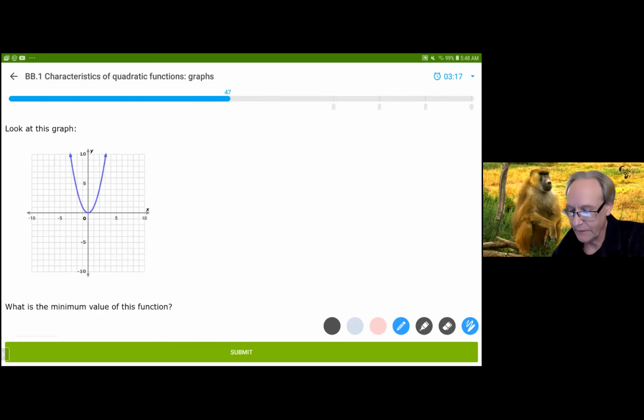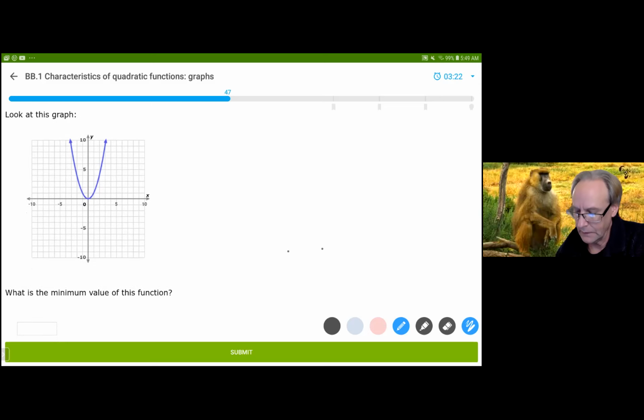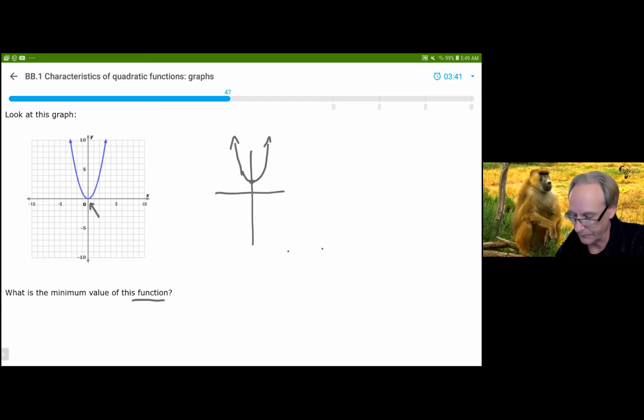What is the minimum value? Well, it's the vertex at 0, 0. It's right there, the minimum value. Oh, this time they're talking about a function value. So what they want to know is what's the minimum y. Now, if this had happened to be here, then the minimum value would be the y value, not the x value. So it's 0.